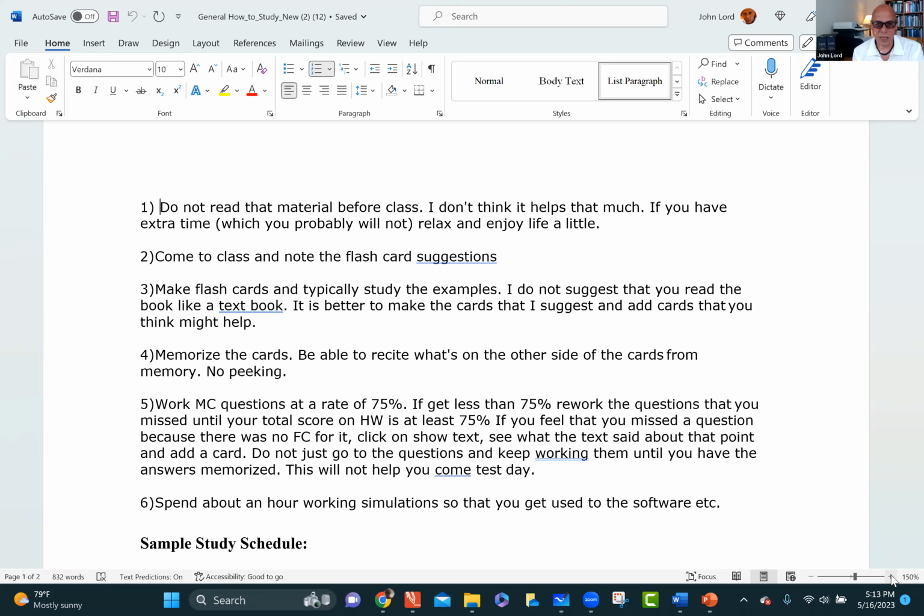I don't believe in this concept. Some people will say only 10 flashcards per chapter. I don't believe in that one.